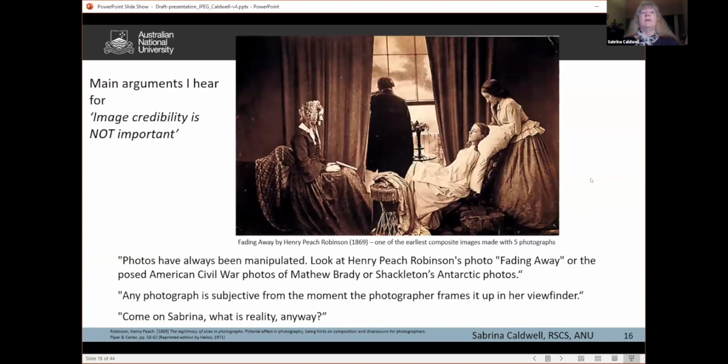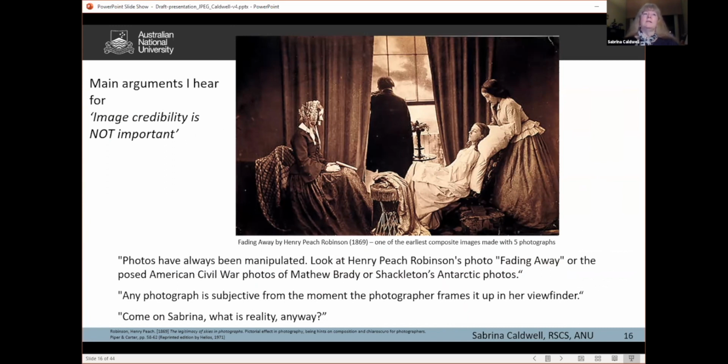Now, over the time that I've been researching this, when I first started, it was well before knowledge credibility became a problem, before post-truth and fake news became the word of the year for high-profile dictionaries. And I had lots of people who would talk to me about the reasons why image credibility is not important. And ultimately, I boiled them down to three basic arguments.